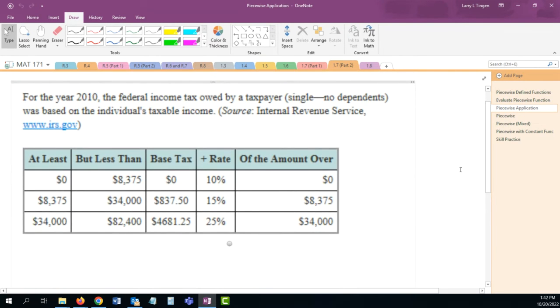So let's go after the IRS. All right. So for 2010, federal income tax owed by a taxpayer, single no dependents, was based on the individual's taxable income. Okay. Anybody know what this is called? The kind of tax system that we use?